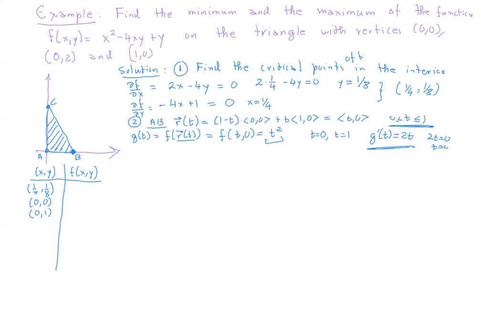So let's go now to AC. So AC will be parameterized by R of t is equal, so I'm going to use pretty much the same idea, 1 minus t times 0, 0. Does it matter that I put 0, 0 first and not 1, 0? You would have found the same thing. It's just that the segment would be traversed in the opposite way, but it doesn't really matter. Plus t times 0, 2.